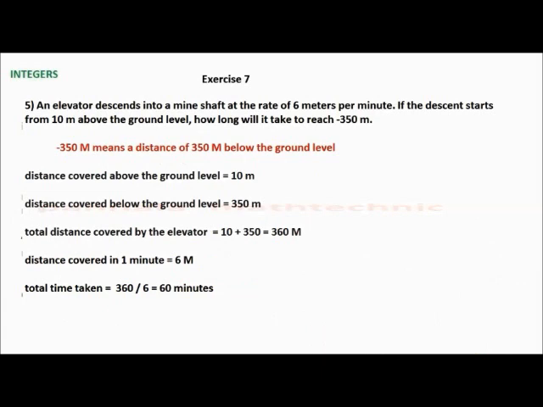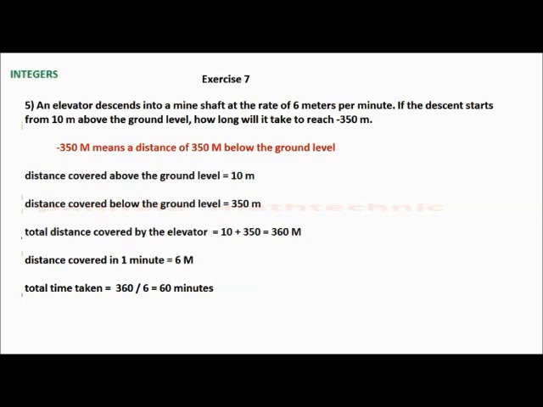An elevator descends into a mine shaft at the rate of 6 meters per minute. If the descent starts from 10 meters above the ground level, how long will it take to reach minus 350 meters? So here minus 350 meters means a distance of 350 meters below the ground level. Now the distance covered above the ground level is 10 meters and below the ground level is 350 meters. The total distance covered by the elevator is 10 plus 350, that is equal to 360 meters.